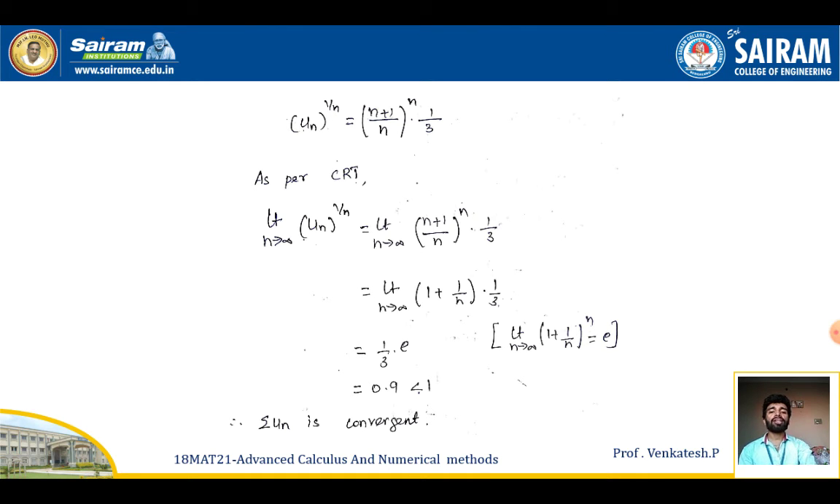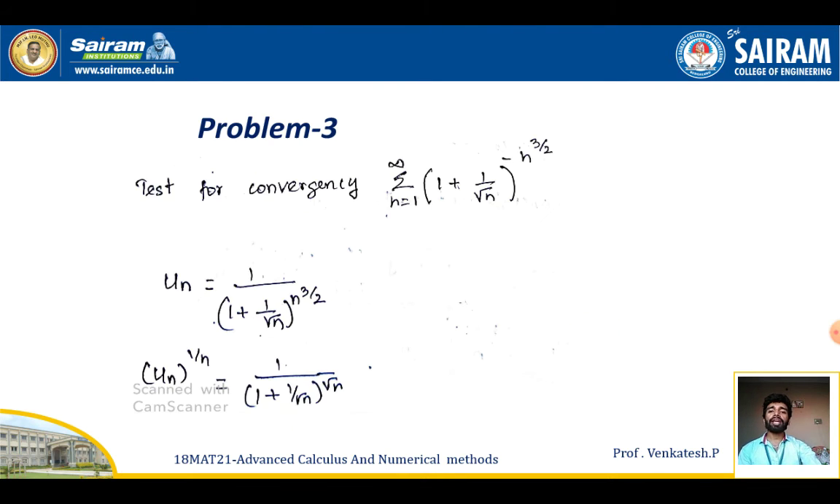And already we know that limit n tends to infinity (1 + 1/n) whole power n will be e according to the standard formula. And I'm keeping 1 by 3 as it is. So the solution will be e divided by 3. On replacing the value of e, I got the value 0.9. So 0.9 is obviously less than 1. So we can conclude that the summation un is a convergent series.